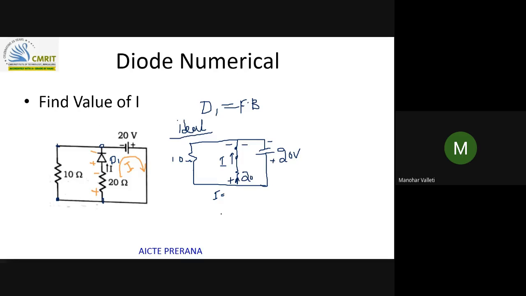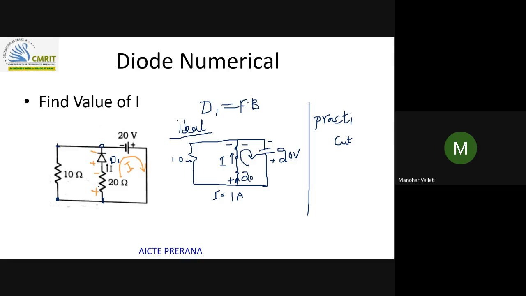If the diode is ideal, current I is 20 volts by 20 ohm. That is 1 ampere you will get. If the diode is practical, with a cut-in voltage, you just try to see. If you are not understanding, try to apply KVL here.